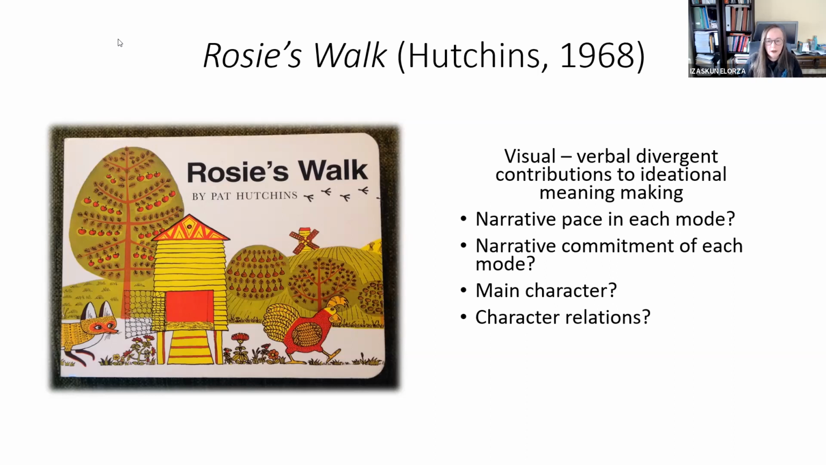At the same time, the narrative commitment of each mode is very different as well, so different that we cannot state for sure who the main character in the story is. Because if we attend to the verbal resources used, we only have one single character. This story is about Rosie. But when we look into the visual narration, we have two participants, the fox and the hen. And the connection between them is what is going to mark the kind of narration that is constructed visually.